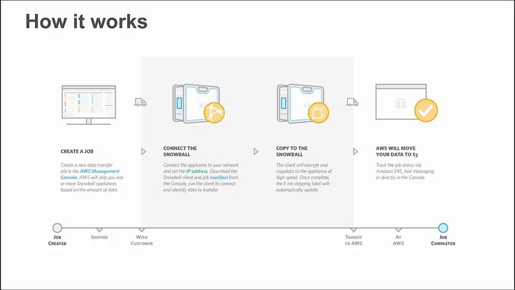And once the data transfer is complete, you simply power down the device and return it. The return shipping information will update on the e-ink display automatically. Once the device is returned to Amazon, we'll complete the data transfer from the Snowball to the specified S3 buckets on your behalf. And during the entire process, you'll be notified during each step through the console, through Amazon's Simple Notification Service, or just get text messages on your phone.